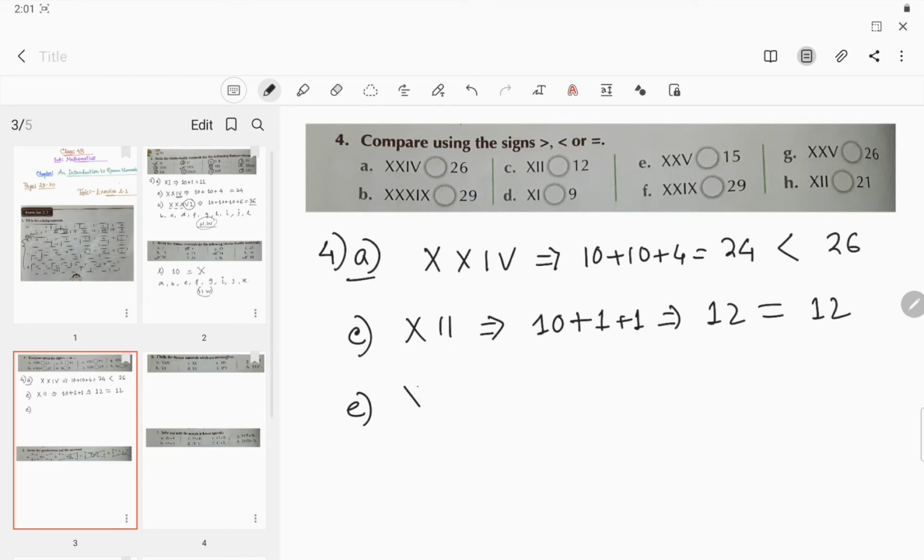Now E, XXV. That means 10 plus 10 plus 5. That means 25. And it is given 15. Sorry, 15. That means the greater than sign will come. Right?